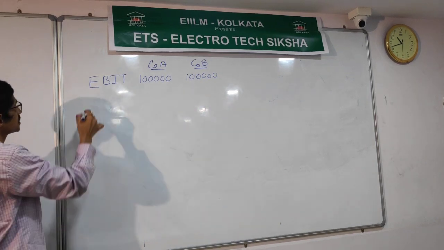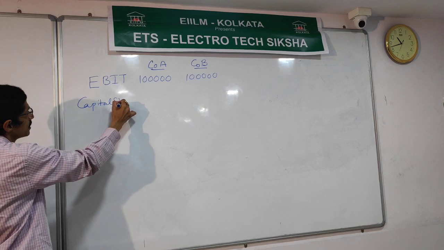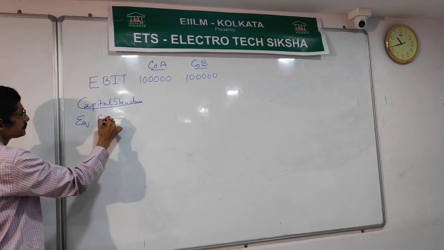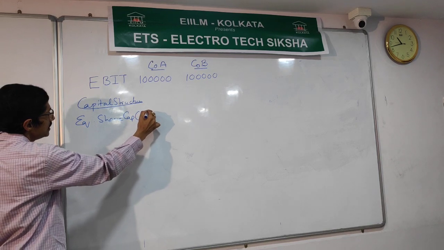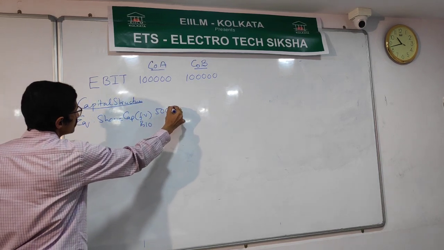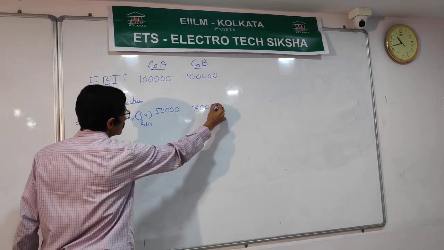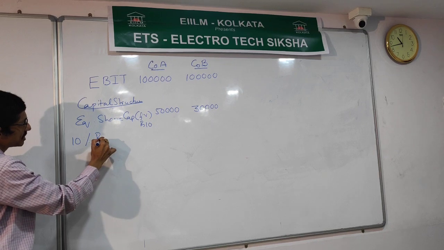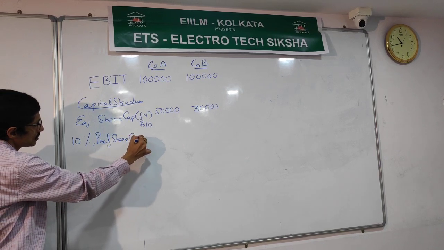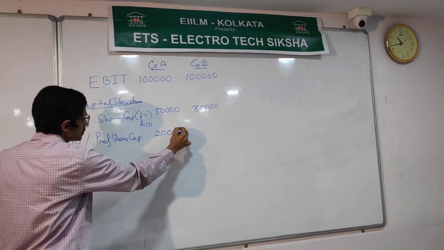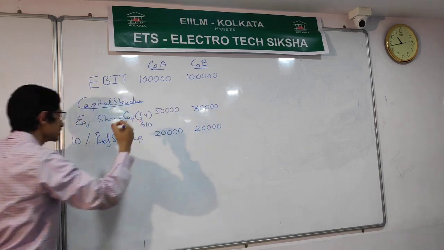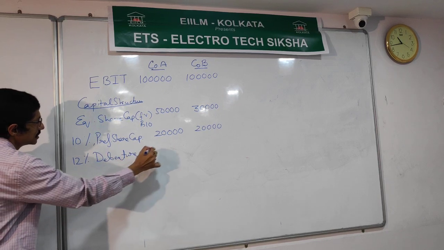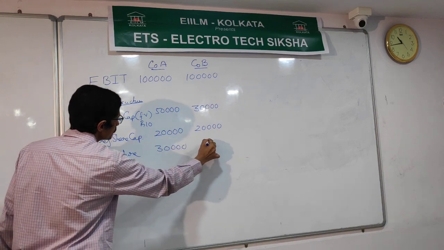And their capital structure is slightly different. So what is the capital structure of these two companies? In the case of the first company, company A, they have employed equity share capital of face value rupees 10, 50,000. Company B has 30,000. The second source of finance for company A is 10% pref share capital, which they have employed 20,000, and company B has also employed 20,000. And the third is 12% debenture, which is in their case 30,000 and in company B's case 50,000.